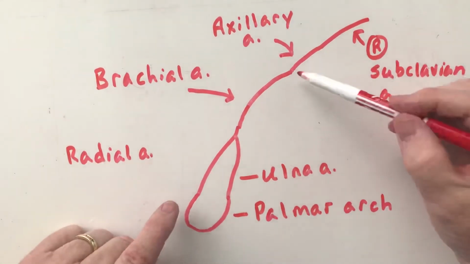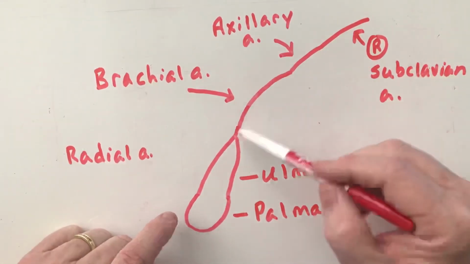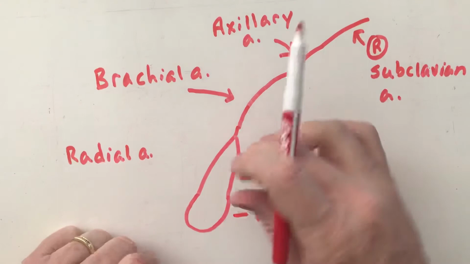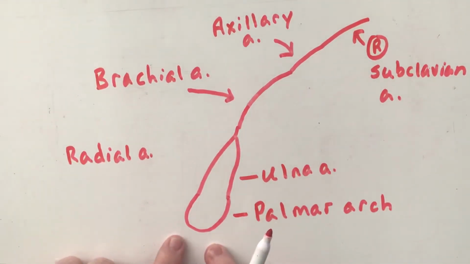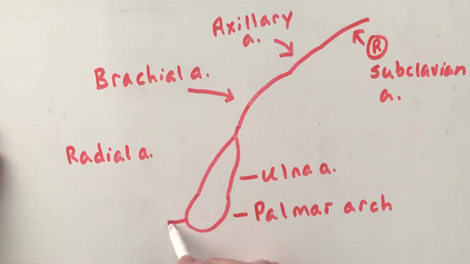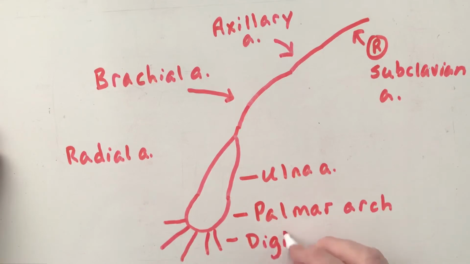So this is the end of the armpit. This is where your biceps are. This is your forearm. This area right in here is the forearm. This is in the palm of your hand. And then you're going to have what we call digital arteries. And guess where those go? Into your fingers. Okay, and there's the digital arteries.